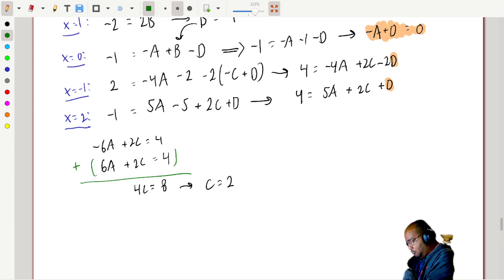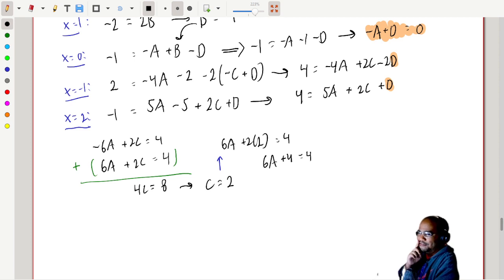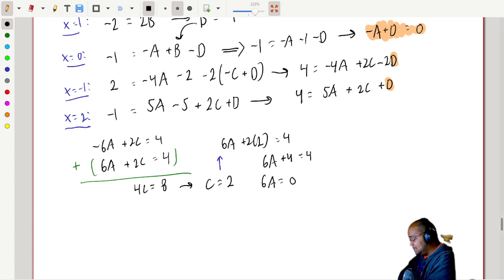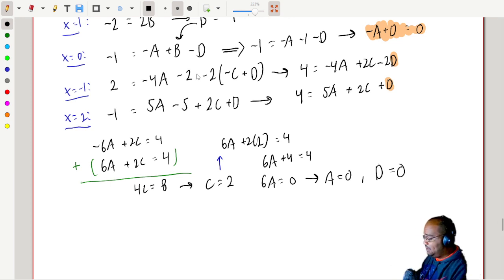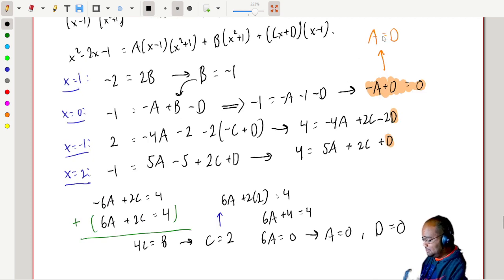I'm getting a little sloppy here, so let's plug it into the second equation. 6a plus 2 times 2 equals 4. So 6a plus 4 equals 4. Something funny happens here. Take a look: 6a equals, well, 4 minus 4 is 0. So a is 0. And d is 0. Why? Because a is equal to d.